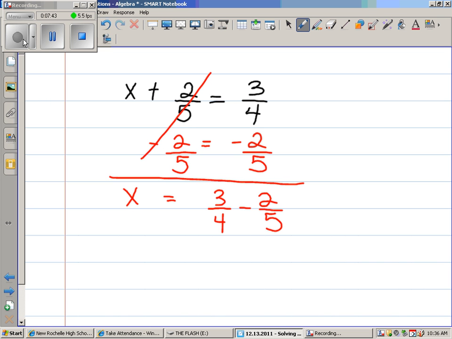Denominator. The denominator is which one of the numbers, the one in the top or the one in the bottom? The one in the bottom. And so what is the common denominator for this kind of fraction? It'd be 20. Multiply this one by 4 over 4. Multiply this one by 5 over 5. And you get that x equals 15 over 20 minus 8 over 20.